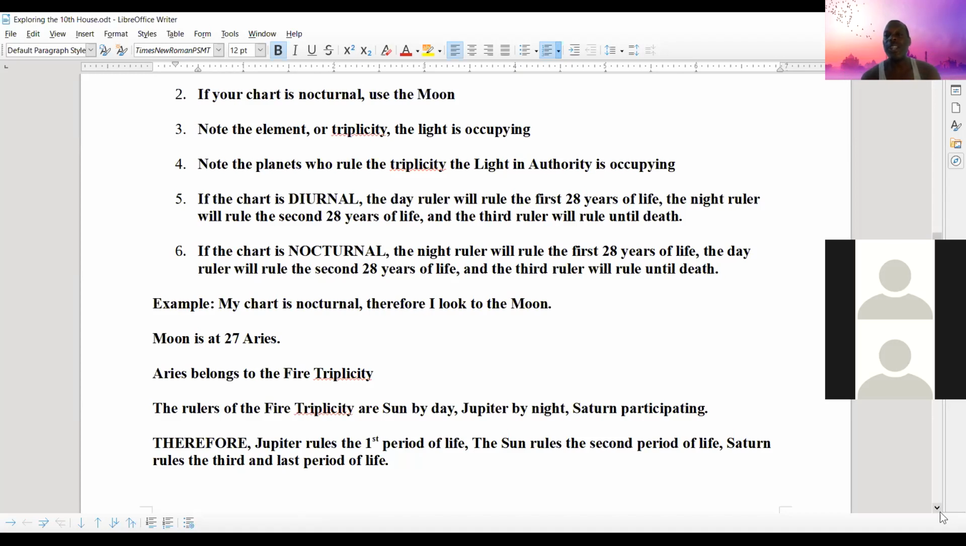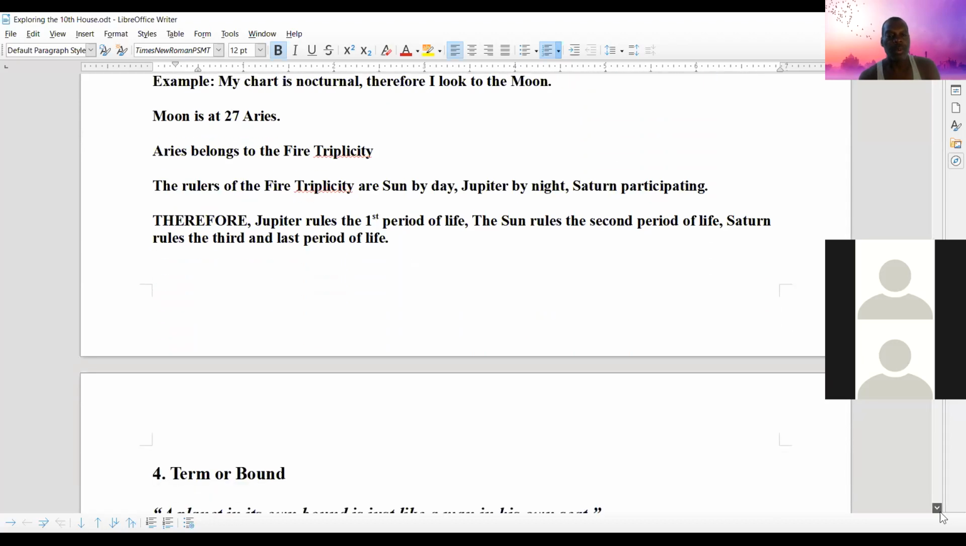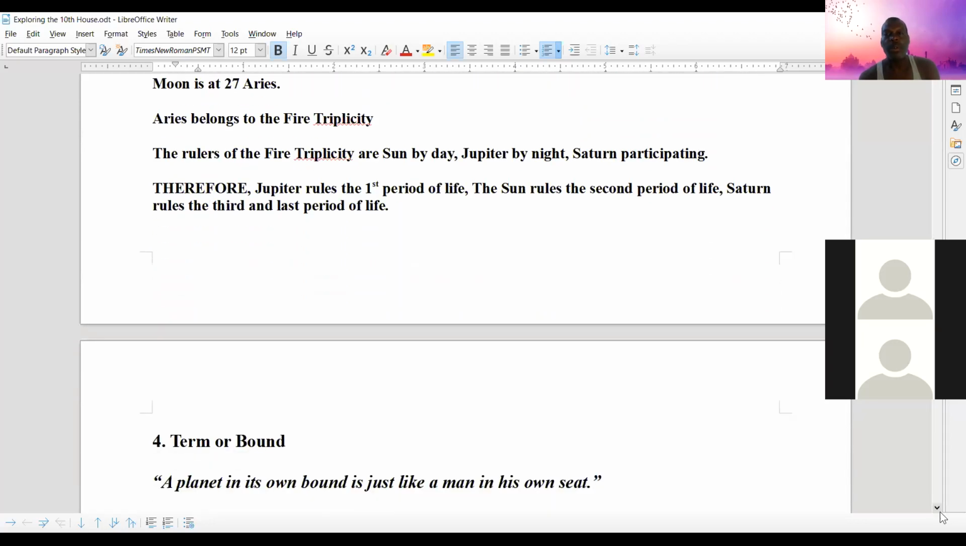So what I'd like you to do right now is write into the chat what triplicity the Moon is in, or who your 3 planets are that represent your 3 28-year areas of life. And while you do that, we'll move on for a little bit.